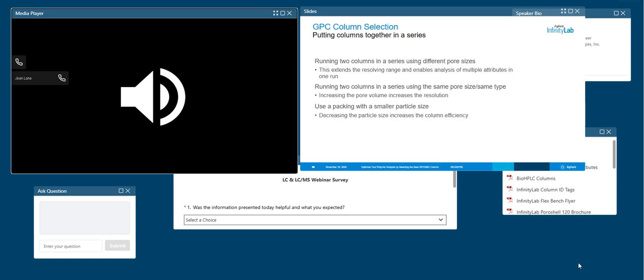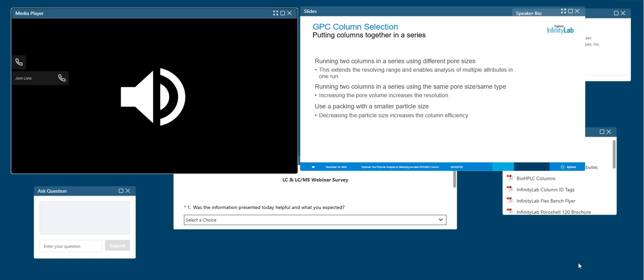Running two columns in series that use the same pore size or the same type of column, maybe two of the same mixed or linear columns together. In this case, by adding the second column, we've increased our available pore volume for our separation. Increasing the pore volume will increase resolution.